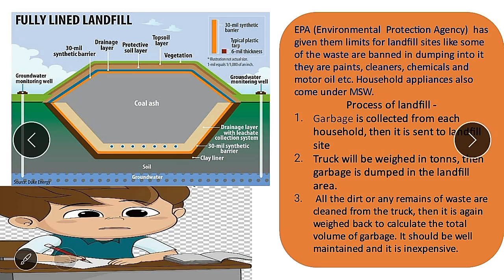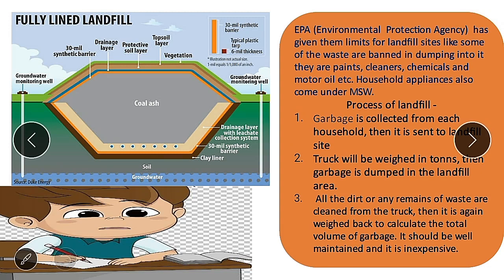And what is the major process of a landfill, how exactly does it work? They collect the garbage from each household, and then it is sent to the landfill site. After it is collected, the truck is weighed according to how many tons of waste it carries. Before they dump into the landfill site, they compact it and then dump it. Whatever the constructed pit is, they consider how much capacity it has to hold in tons of waste.